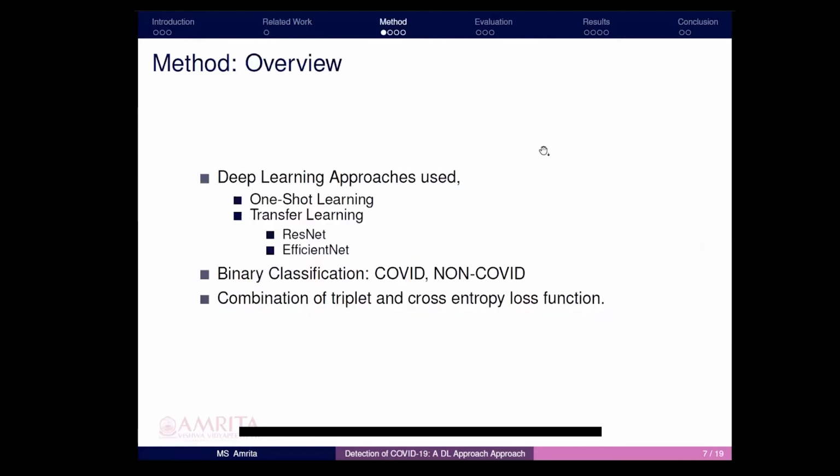Method. In this work, we explored various widely used deep learning approaches to address the classification challenge, including transfer learning and one-shot learning. Each of these approaches' performance is compared. We also modeled the problem as a binary classification with classes COVID and non-COVID.